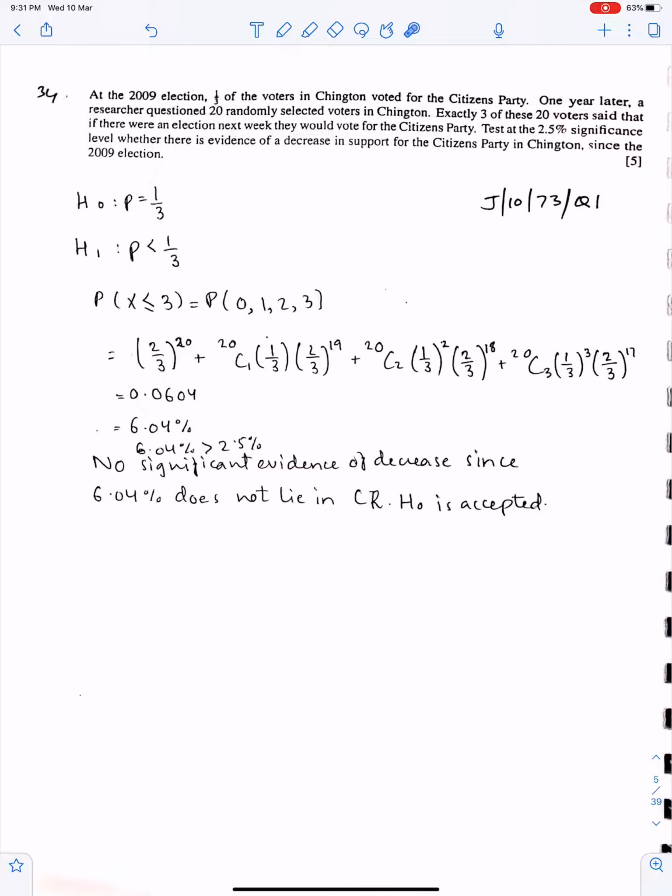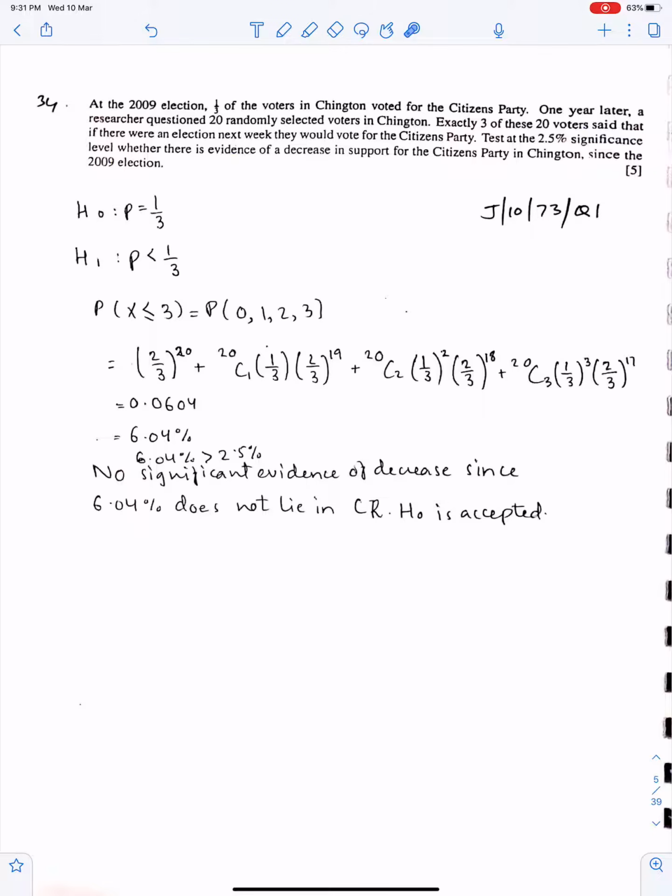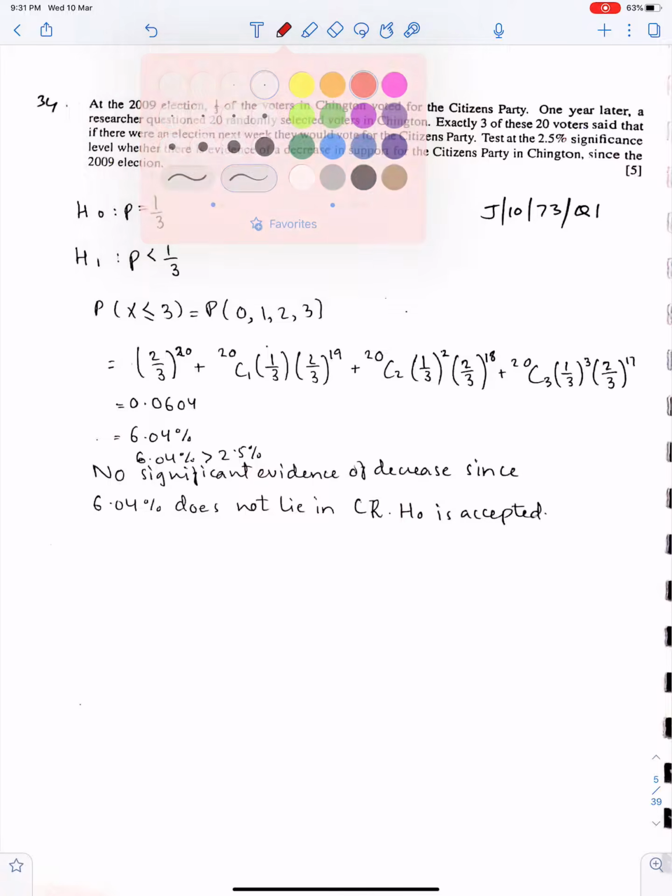This question is again of binomial. At the 2009 election, 1/3 of the voters in C voted for the Citizen Party. This 1/3 means P, the P of binomial.